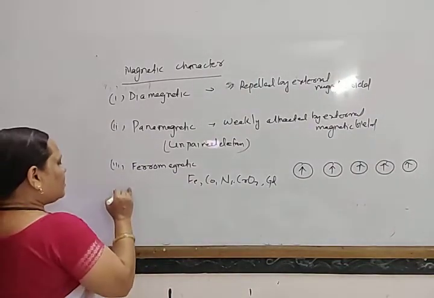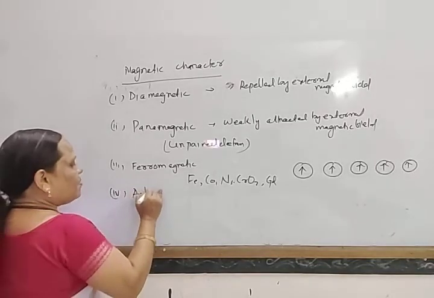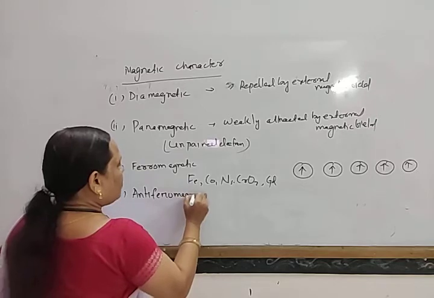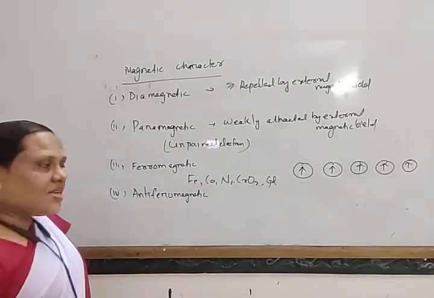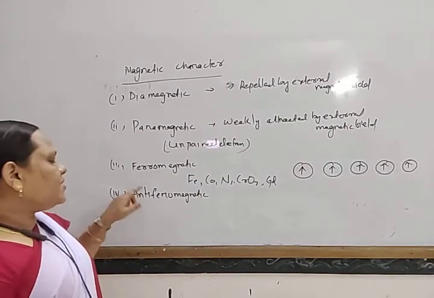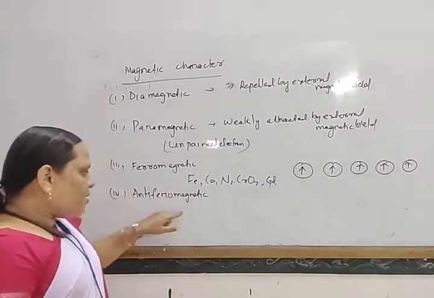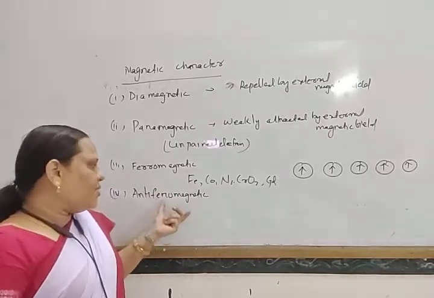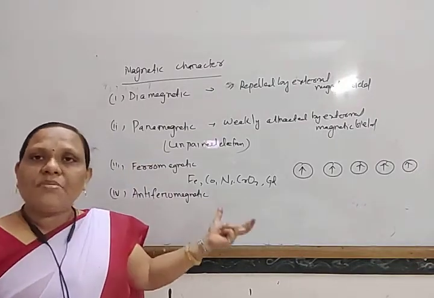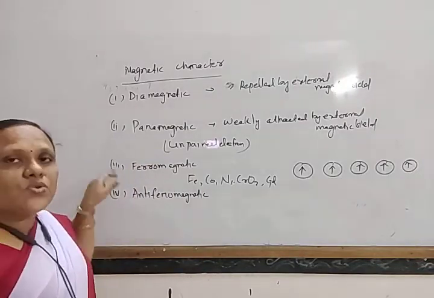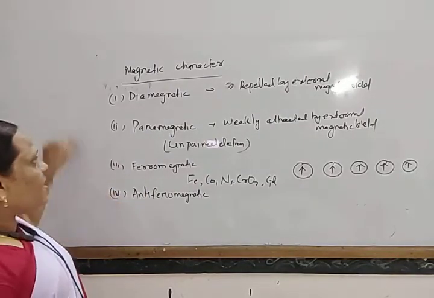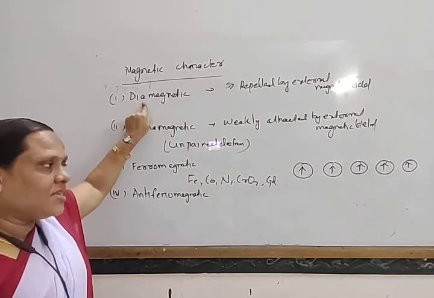Another type of substance is known as antiferromagnetic substances. These actually have a larger number of unpaired electrons and should exhibit magnetic behavior, but when an external magnetic field is applied, they are also repelled by the magnetic field. So this is the same behavior as that of diamagnetic substances.